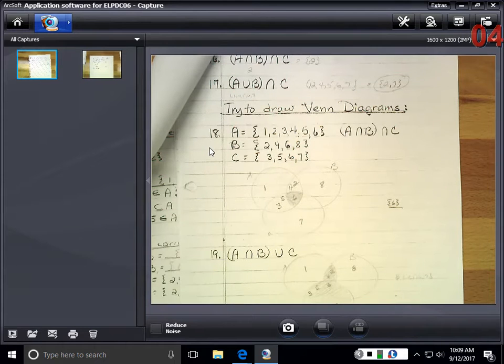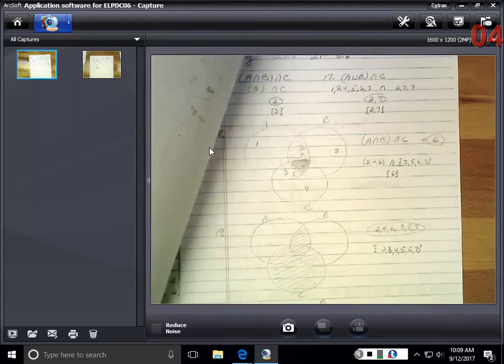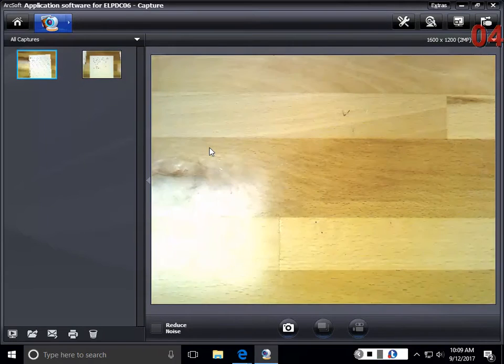This one, A union B, you add those two together, and then you unite that with C. So it's everything all shaded in, so it's all the numbers. Now, if you need to see this closer, I'll just hand it to you, where you can look at it again. Like I said, if you have any questions, just let me know, and I'll let you take these with you if you didn't get finished.